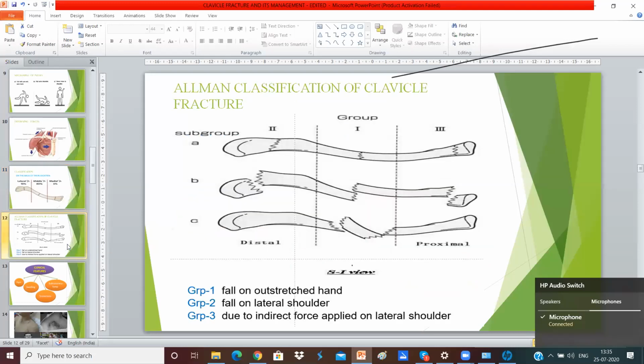That is called the Allman classification: middle third, medial third, and lateral third. That can be subclassified in various ways. Sometimes we may have a segmental fracture like this. Sometimes we may have comminuted fractures like this. Sometimes fractures may be there with dislocation also, very rarely of course. There are certain combinations of fractures that are quite common. But nevertheless, it is the middle third fracture which is very common.